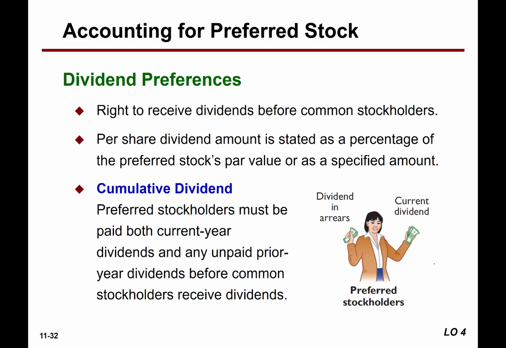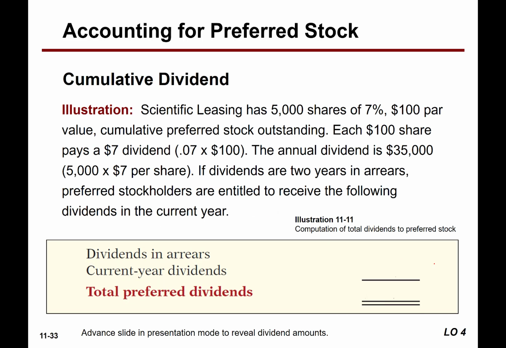Okay, so when it's cumulative, it's going to build up for them, and they'll be able to receive those in arrears dividends, and then they get the current year dividend. Okay, so let's just use a numeric example. We have 5,000 shares of 7%, $100 par value cumulative preferred stock. Each $100 share pays a $7 dividend.